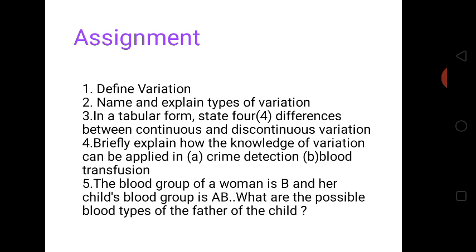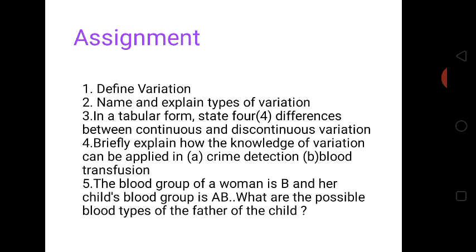So we are going to continue in our next lesson on the application of variation. But before then, let's take this assignment and you are going to submit it. Write it in your note, or you can also send it to me on WhatsApp as a personal message. Then I will see what you did, if it is right or not. So these are the assignments.